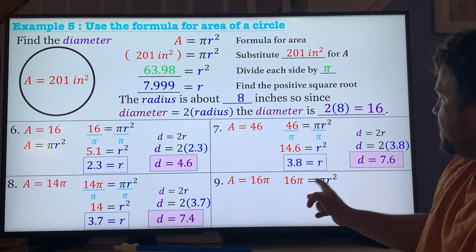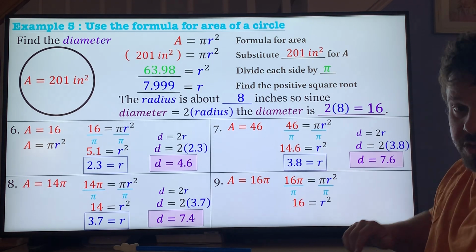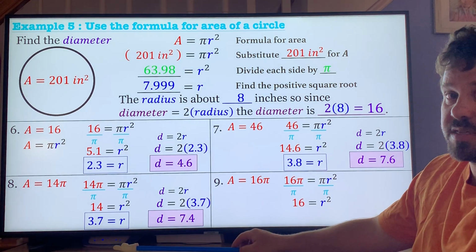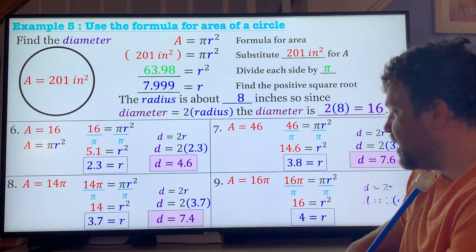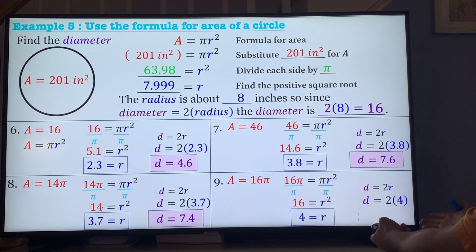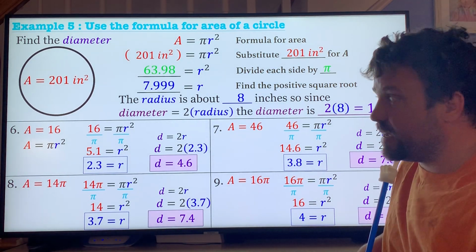16 pi. 16 pi equals pi r squared. Divide both things by pi. 16 equals r squared. You guys know the square root of 16 off the top of your head? It is indeed 4. So when you find the diameter, it's 2 times 4, or 8. All good? Awesome. Now we can go kick it up a notch.